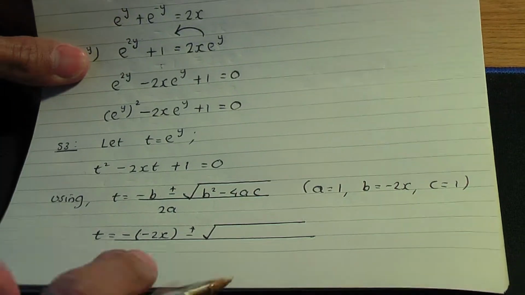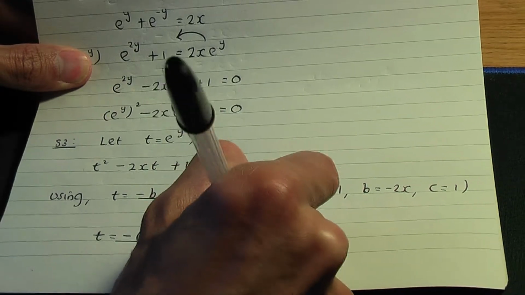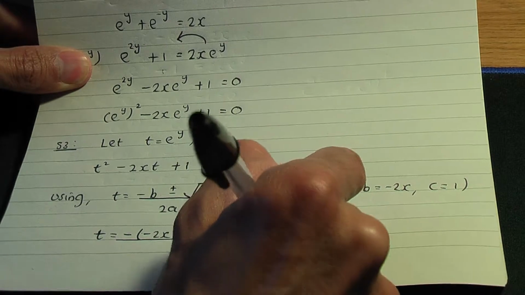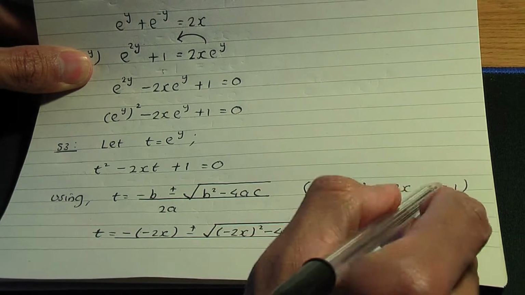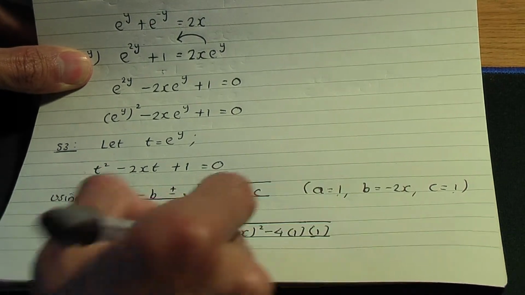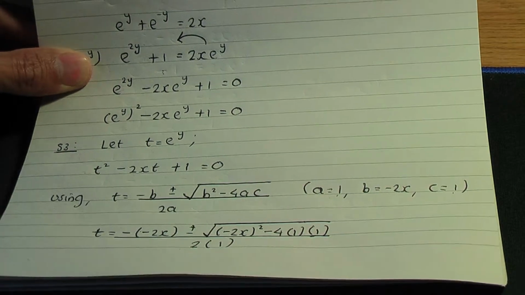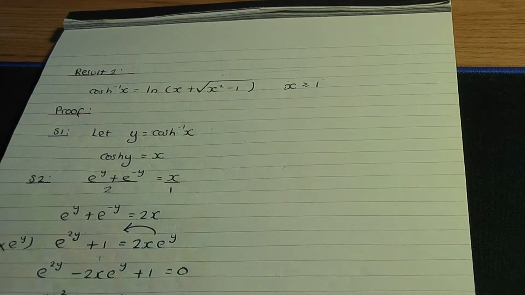So I hope you can see that. So b squared, b is minus 2x, so minus 2x squared, okay, minus 4 into a being 1, c being 1 also, divided by 2 into a being 1. Okay, so let me continue on the next page.